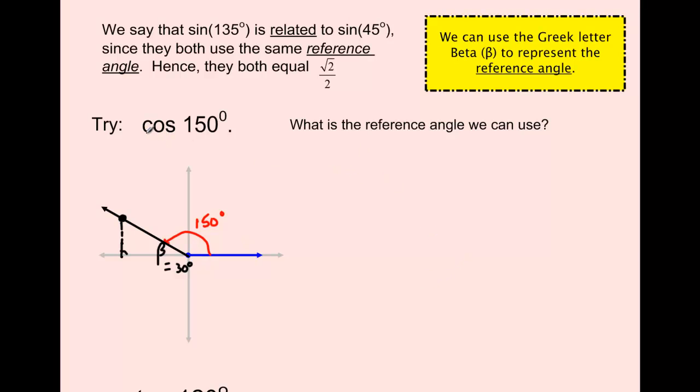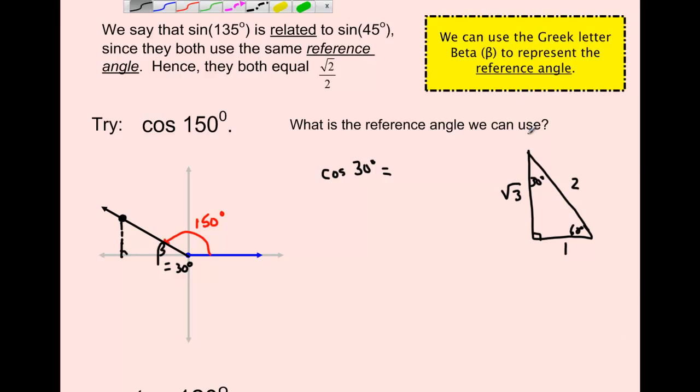So the question now is, if beta is my reference angle, what is the cosine of my reference angle, or the cosine of 30? This will probably help me out. Well, let's get our special triangle over here, the one that has 30 degrees. So remember, 30 floats to the top, 60 sinks to the bottom. And we start with 1 on the bottom, 2 on the hypotenuse, and root 3 on the left side. So cosine is adjacent over hypotenuse, or root 3 over 2.